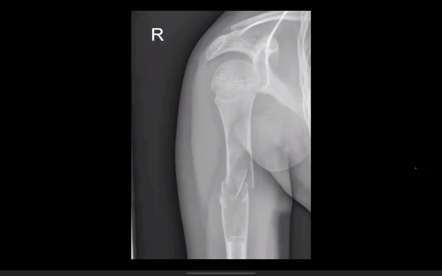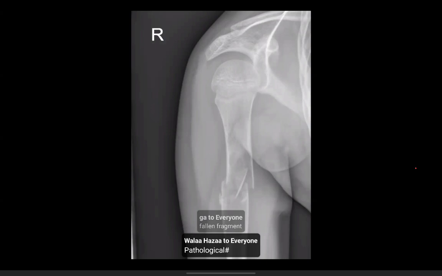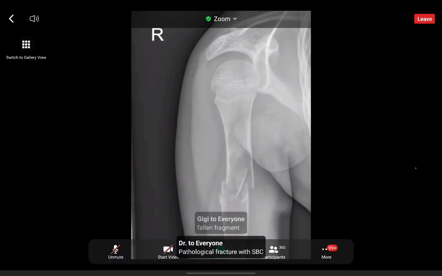Okay, this is a 9-year-old who was tackled during a rugby game. Lots of people getting this one. Yes, simple bone cyst or unicameral bone cyst with a pathological fracture. What makes you say that this is definitely a simple bone cyst? Fallen fragment. Yeah, exactly. So in terms of the exam, could this be anything else?